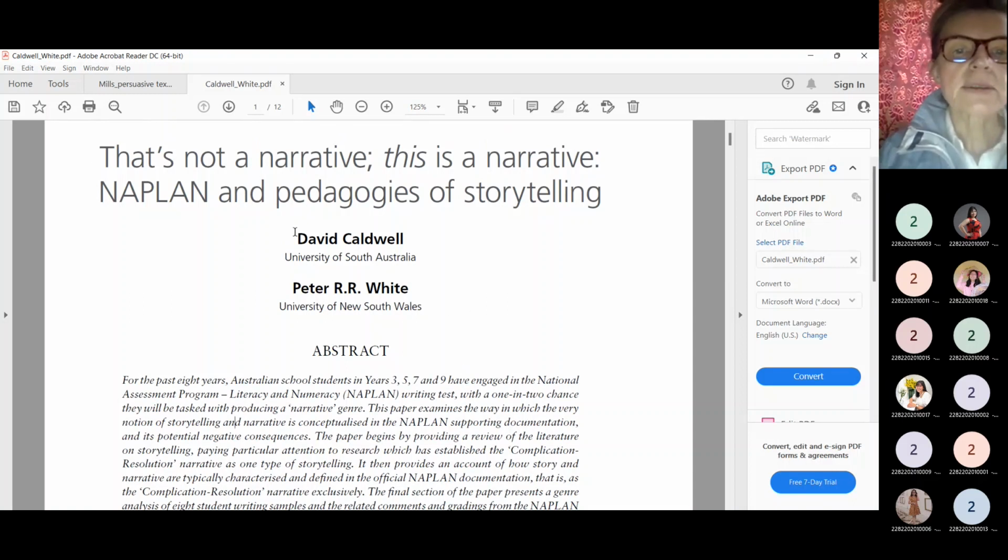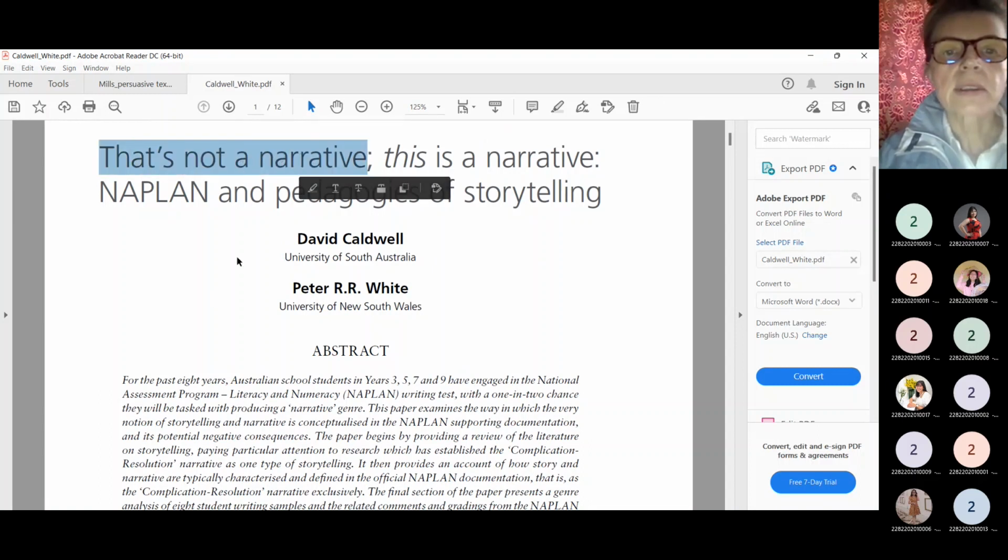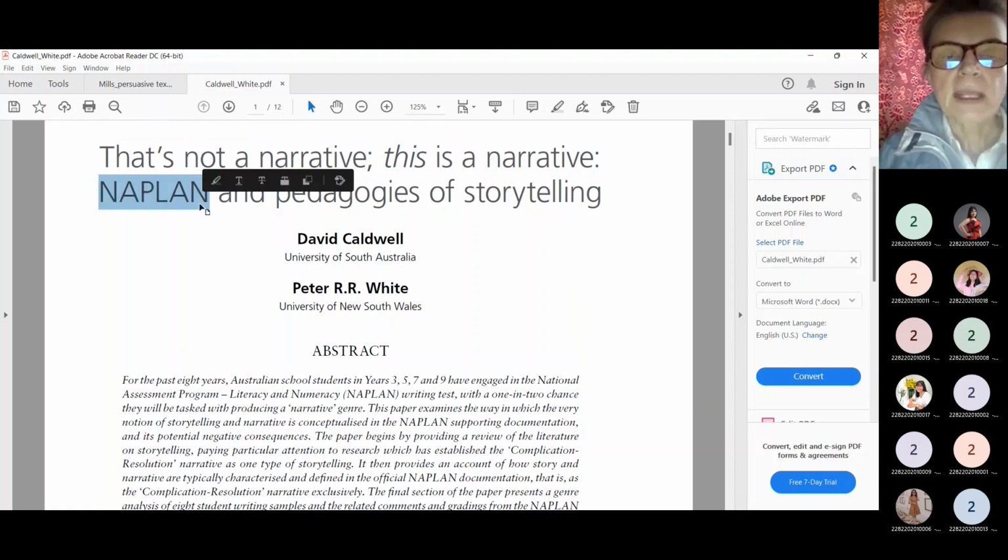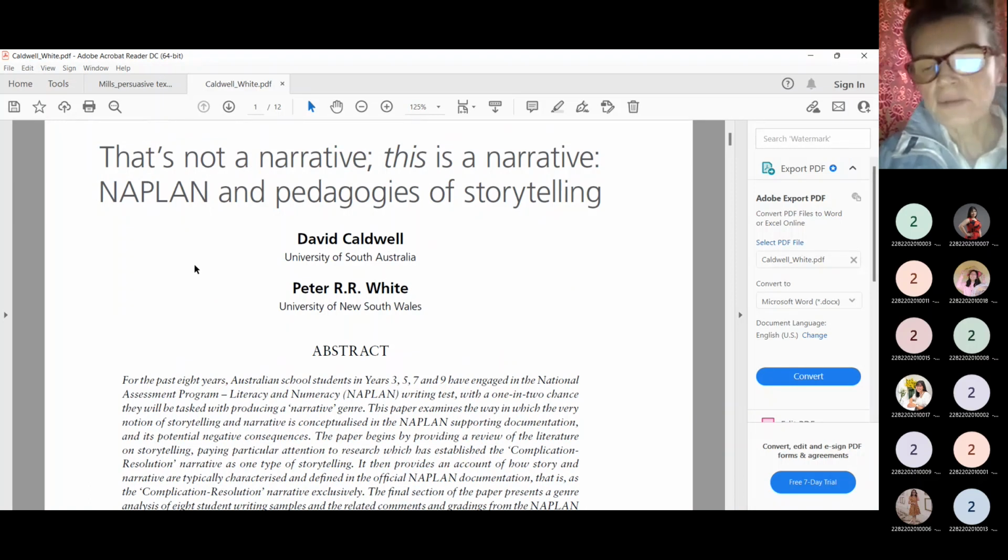So basically, these two linguists claim, do you know what NAPLAN is? NAPLAN is basically, I can't really remember what exactly it stands for, but it's a national test, not just for literacy, but basically to test the academic level of our school students, right?